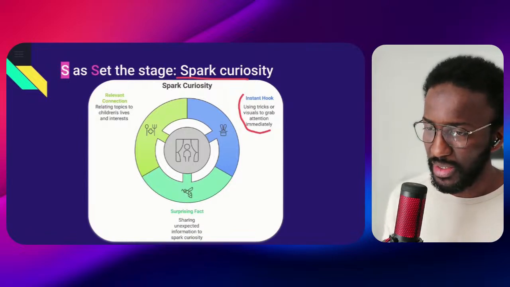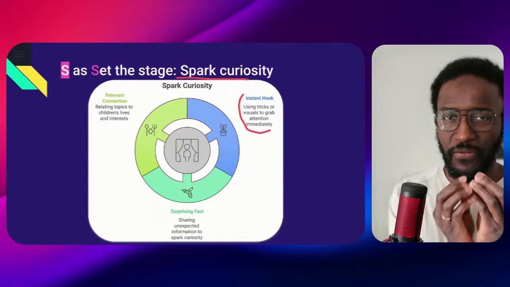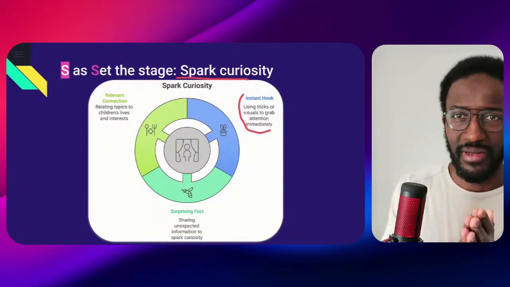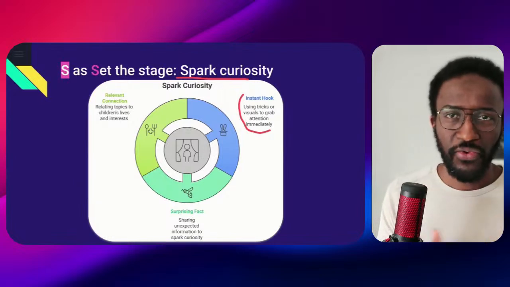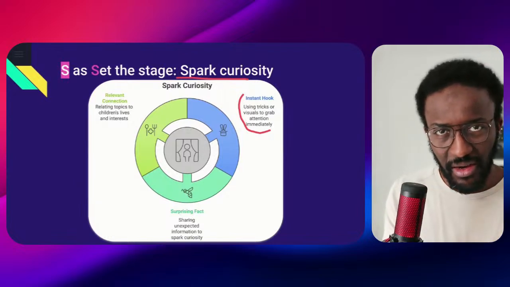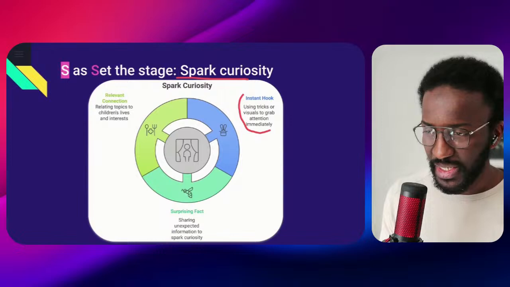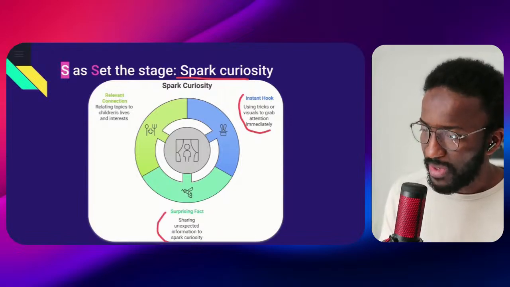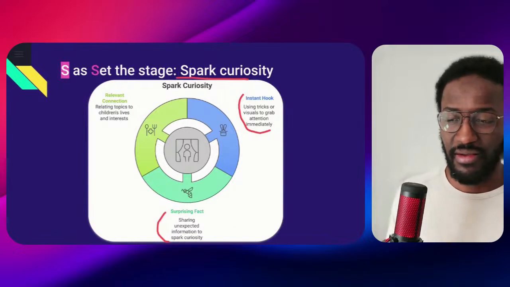So it's really important to use, let's say, visual tricks. You can impersonate a character. You can sing. You can use visual aids. It's really important at the beginning of your story to really get their attention. This is really something that is important. You can also share some unexpected information.